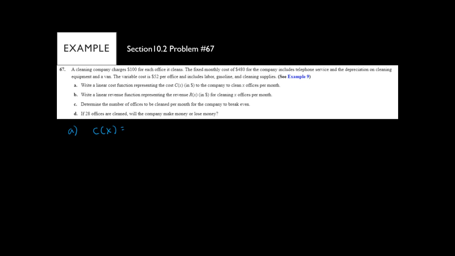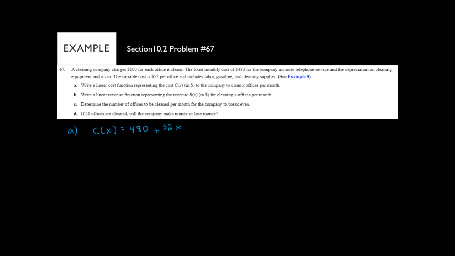So we have a fixed monthly cost of $480. So for sure, we know that we have $480 for our costs. But that's fixed. It does not depend on how many offices we're cleaning, so we don't have to involve X with that at all. But there's additional things we have to pay for, so that means we have to add them on, and that's the variable cost. So it costs us $52 per office. If you take the cost per office and multiply it by the number of offices, that will give you the total for however many offices you cleaned. So we represent that as 52 times X, or 52X. And then this is a linear equation in slope-intercept form. We just flipped the order based off of the information that we're given.